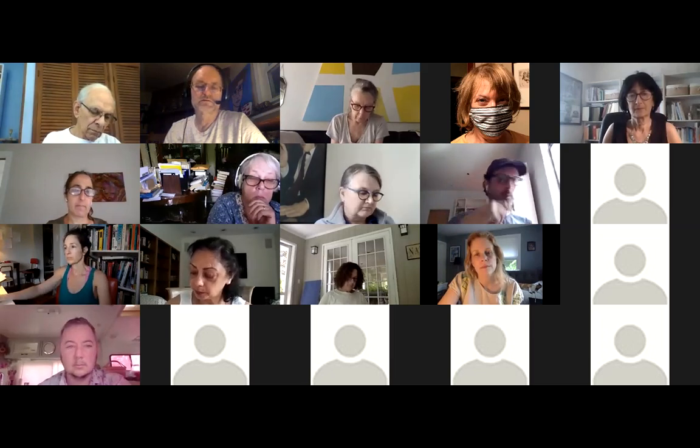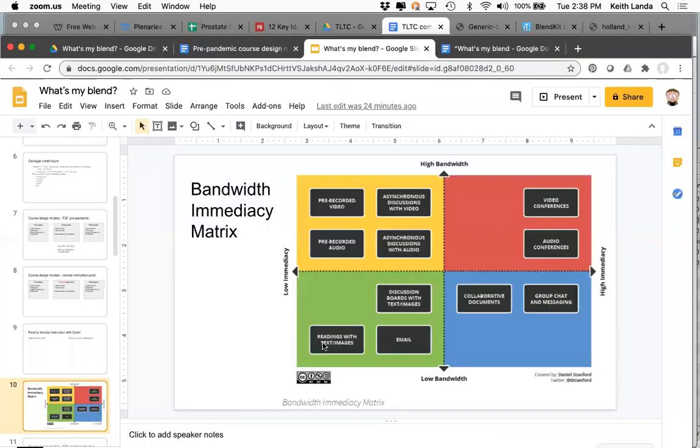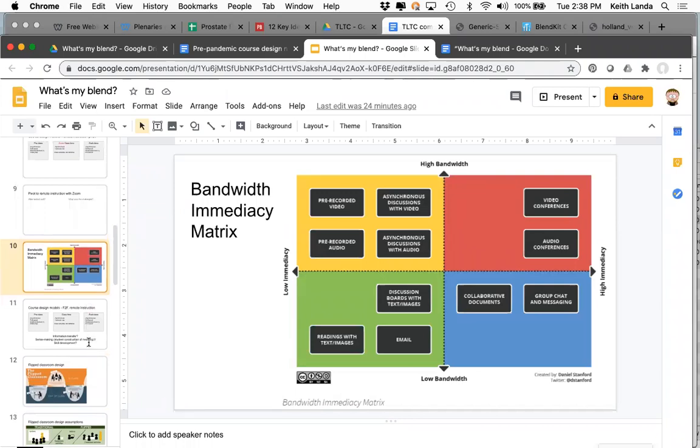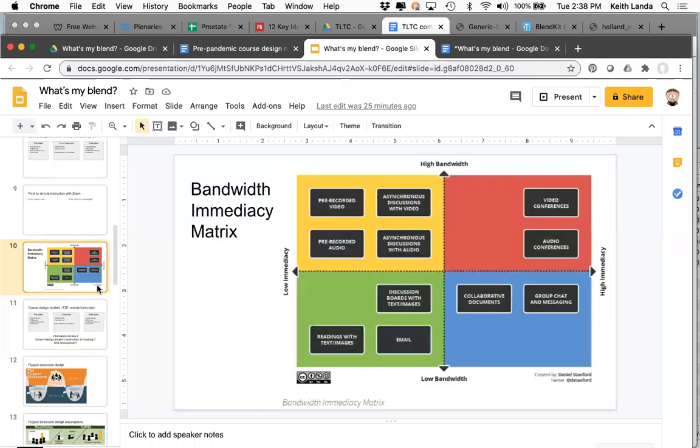So let's go back into the slides. Now, in terms of thinking about the balance and different approaches, we've got these high demand, high immediacy activities. We've got other activities that don't require much bandwidth. They are more flexible. Anything that's over here on the low bandwidth side is probably going to be more flexible for our students.